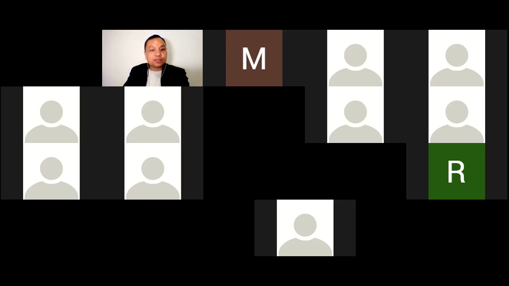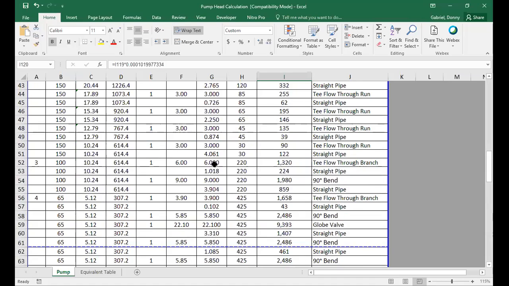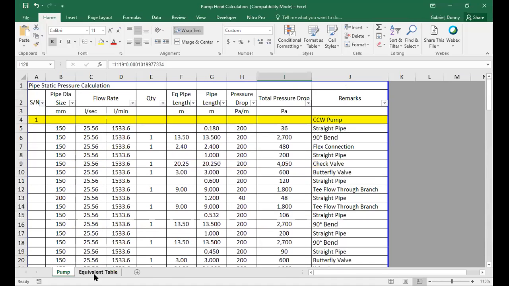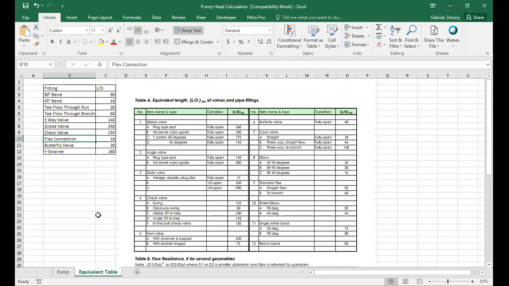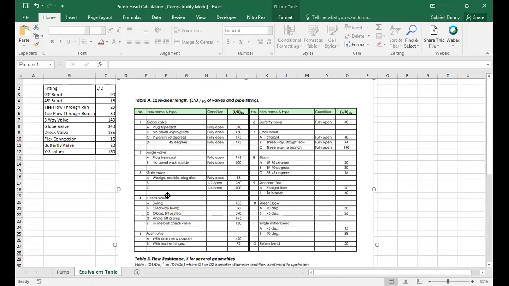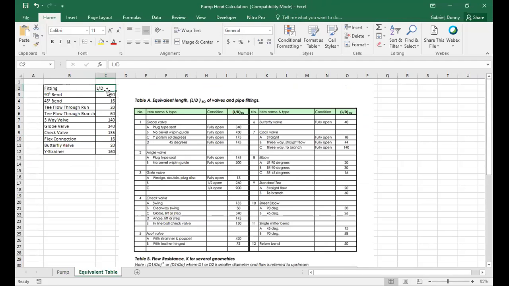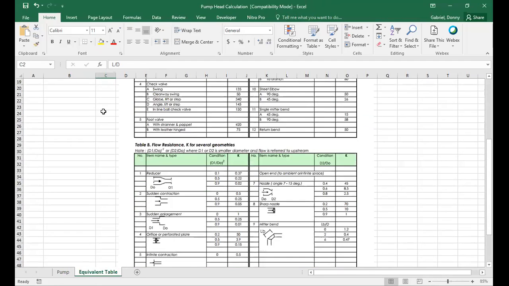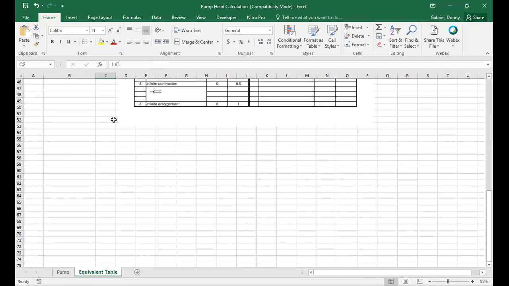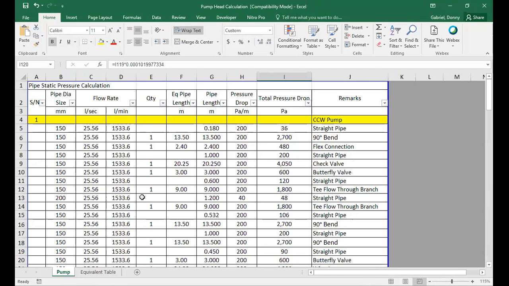Let me show you again. Wait, let's screen share. For this Excel sheet, I also included the equivalent pipe run or the equivalent pipe length. So for your globe valve, your angle valve, your check valve, what is the equivalent pipe length? So length in diameter, this is the equivalent pipe length. The Excel has its references, and also the slides have their references.